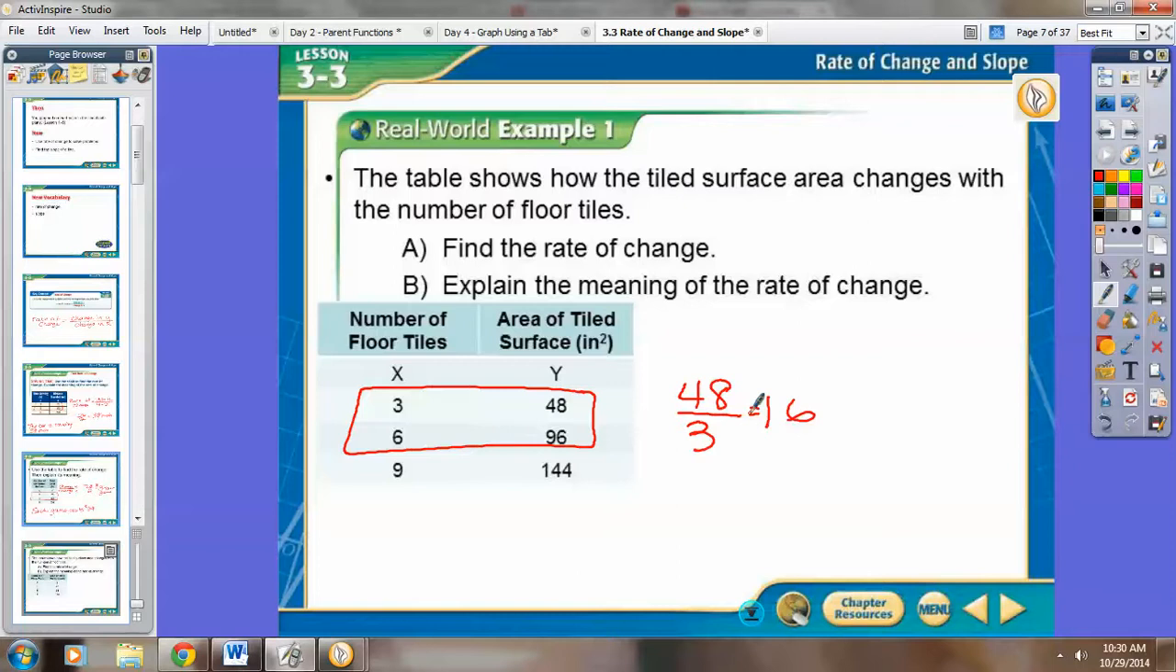What is 16 measuring, or what is it representing in this case? In part A, we found our rate of change, and B, let's describe it. 16 what? Square inches per tile. 16 square inches per tile. So on 48 over 3, you divide that? I did. So each tile is 16 square inches. And we're using 16 square inch floor tiles.